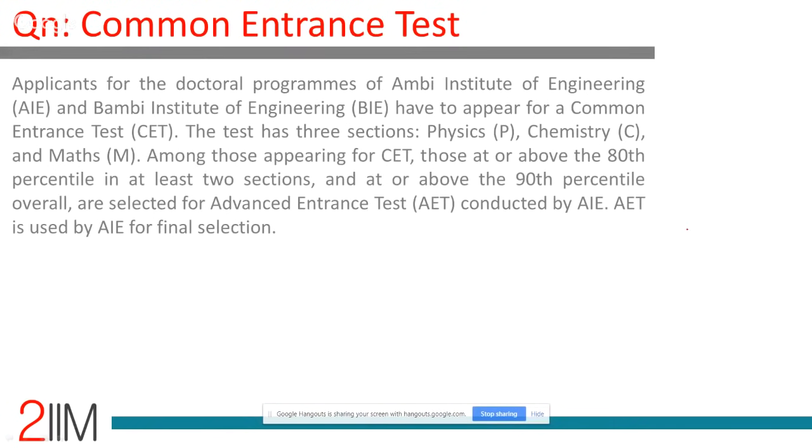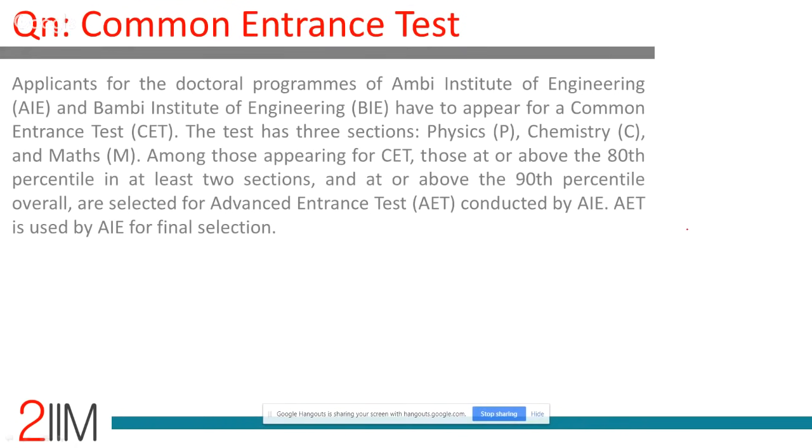Well, I'm going to read this. Applicants for the doctoral programs of Ambi Institute of Engineering and Bambi Institute of Engineering have to appear for a common entrance test. The test has 3 sections: physics, chemistry, and math. Among those appearing for CET, those at or above the 80th percentile in at least 2 sections and at or above the 90th percentile overall are selected for advanced entrance tests conducted by AEE. AET is used by AIE for final selection.